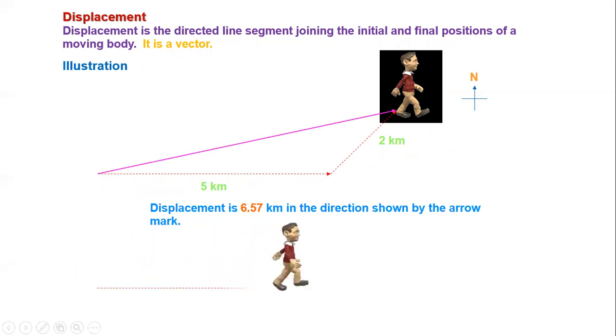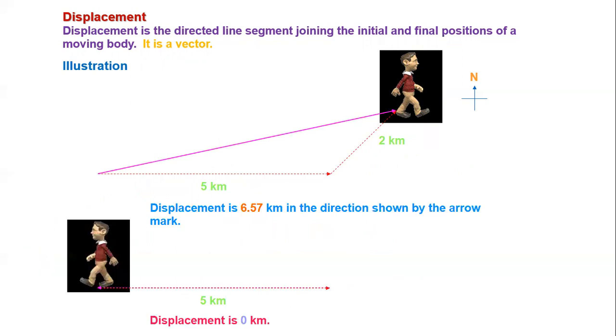Now you can see another example. A person is moving in one direction 5 kilometer and again comes back to the same point, 5 kilometer. Then how much is the displacement? Displacement is 0 because here initial position and final position both are same.